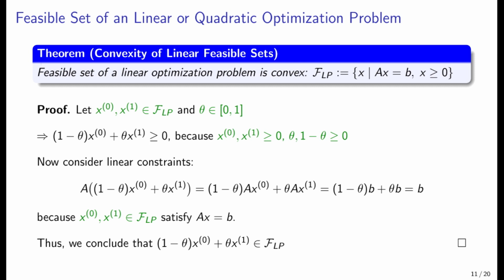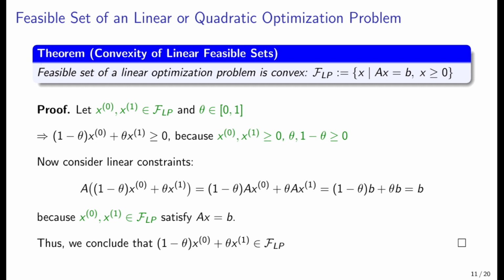So what you need to prove for convexity is you pick 2 points inside your feasible set. So x0 and x1 are any 2 points that are inside my feasible set, and I pick an arbitrary theta between 0 and 1. And then it's very easy to see that the convex combination between x0 and x1 is non-negative because the original points x0 and x1 are non-negative, and theta and 1 minus theta are non-negative because theta is chosen between 0 and 1. So theta is greater or equal to 0 and less than or equal to 1.